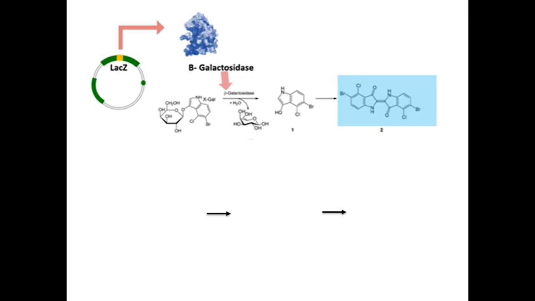lacZ is one of them, which hydrolyzes lactose into glucose and galactose, allowing the bacteria to use lactose as an energy source. lacZ is an important component of the lac operon, which encodes the enzyme beta-galactosidase, and beta-galactosidase can convert X-gal into a colored product.